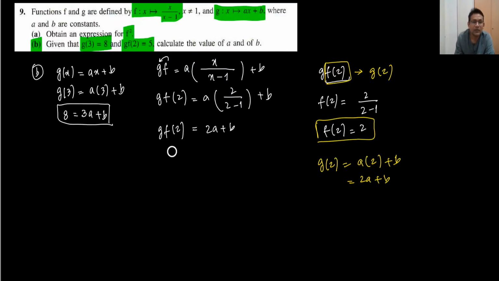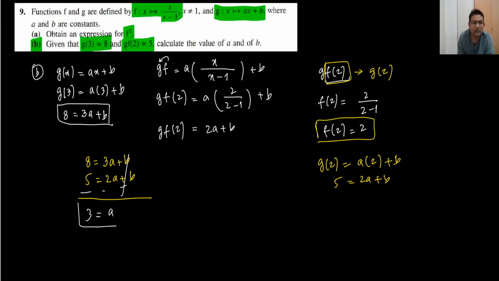I think so. When you know the values, you have to use simultaneous equations now, and you can get the answer. 8 is equal to 3a plus b, and g of 2, the whole value is equal to 5. So I write 5 equals 2a plus b. You can use the elimination method, the sign will be changed, or you can use any other. b minus b cancels, a only, and it's coming 3. So we got the answer a equals 3.